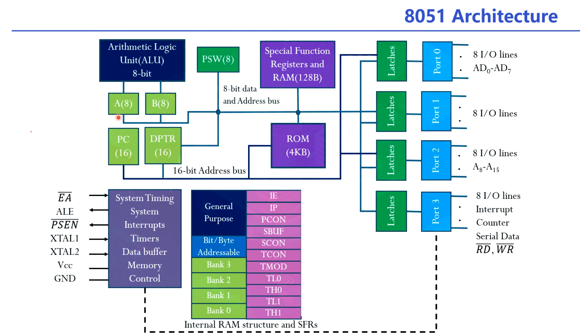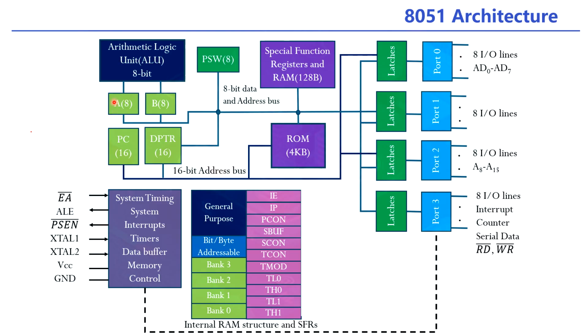Then we come to the accumulator, the A register. It is a temporary storage register that can hold 8-bit information, and it acts as a source and destination operand for most of the operations. Most of the time the result is stored in the accumulator only. That's why the A register is called the accumulator: it accumulates the result after execution of every operation.